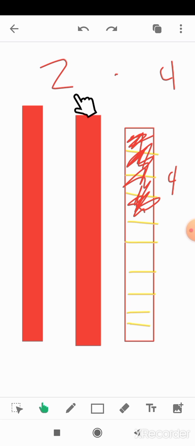2.4. 2 is called a whole number, because it is a completed number. And here, the 4 parts are called the decimal part.